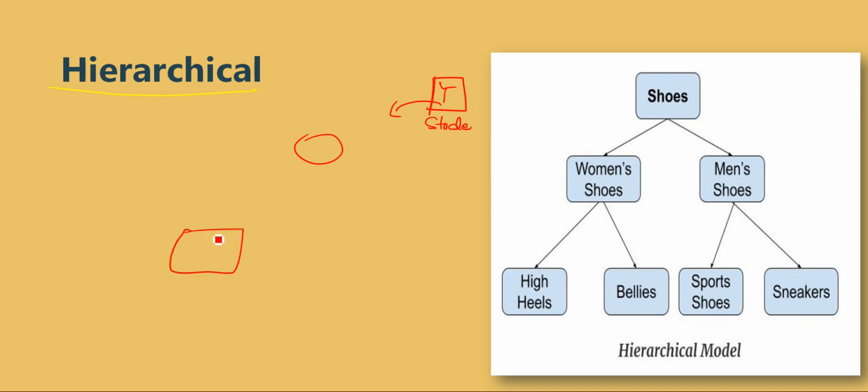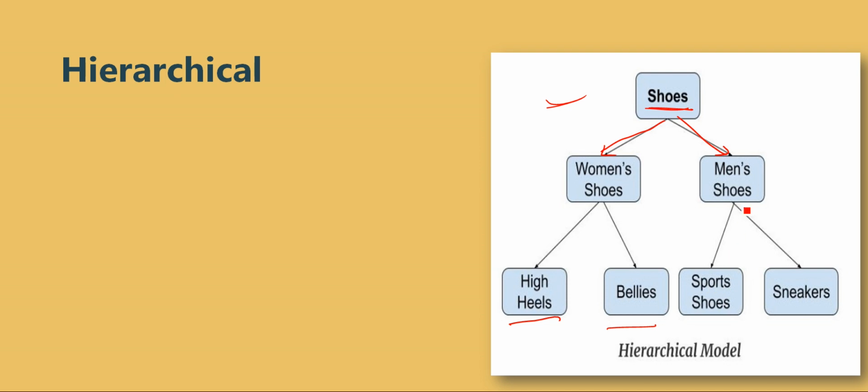First of all, we are going to create a folder. Inside this folder I can have multiple folders, again I can have multiple folders inside those, and there can be n number of folders, right? And there are no restrictions on how many levels you want to create. So the hierarchical model is the same. Here you can see we have a shoes folder. Inside that shoes folder I have created two other folders, women's shoes and men's shoes, and inside women's shoes I have high heels, and in men's shoes we have sports shoes and sneakers.